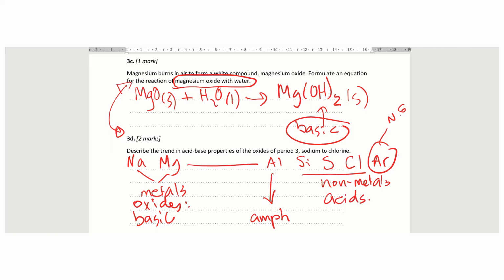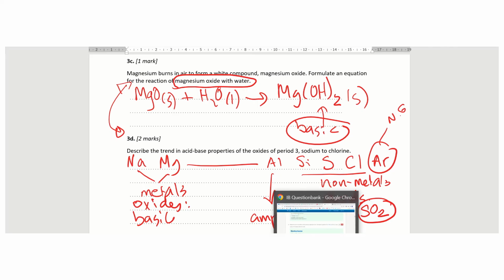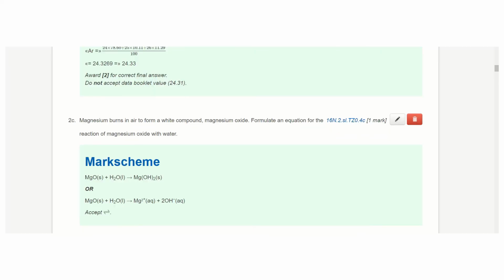Okay? So in this case, you've got something like sulfur dioxide, and we know sulfur dioxide forms acid rain, so we know it's very acidic in properties. So when we're describing the trend in acid-base properties of the oxides of period 3, we have to think of exactly that: the metal oxides are basic in nature, then they become amphoteric in terms of aluminium oxide, and then they become more acidic as we move across the period, and then obviously argon is going to be non-reactive.